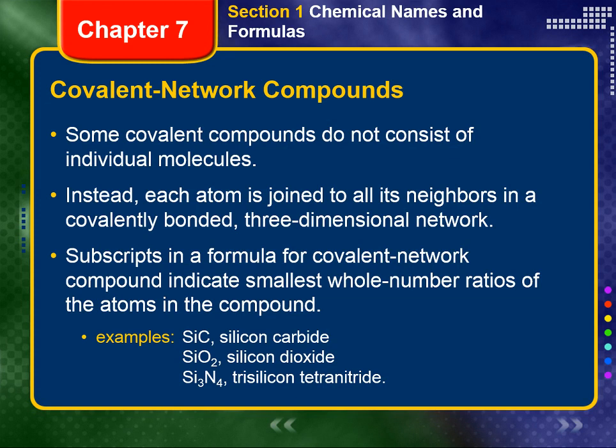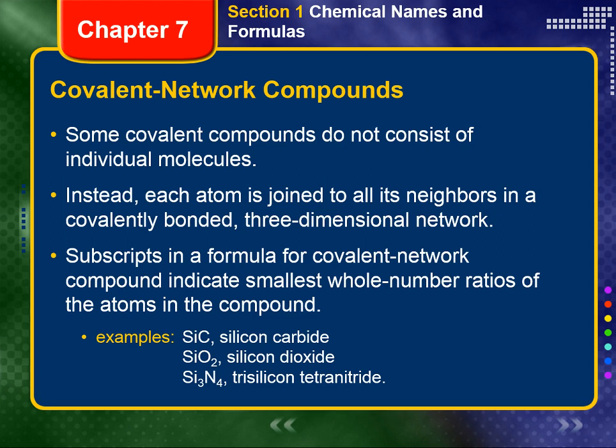Covalent-Network Compounds. As you read in Chapter 6, some covalent compounds do not consist of individual molecules. Instead, each atom is joined to all its neighbors in a covalently bonded 3-dimensional network. There are no distinct units in these compounds, just as there is no such unit in an ionic compound.